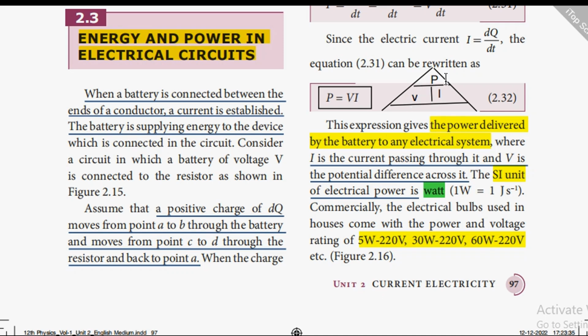So if you want to calculate the value of P, you can multiply the voltage and current. And if you want to calculate I, you can divide the value of P by V. And if you want to calculate V, the voltage, divide the value of P by I.